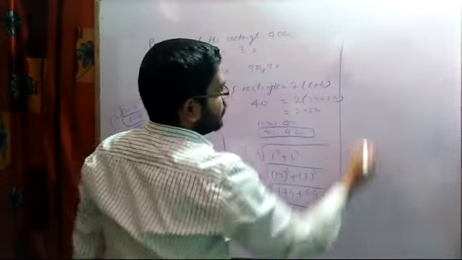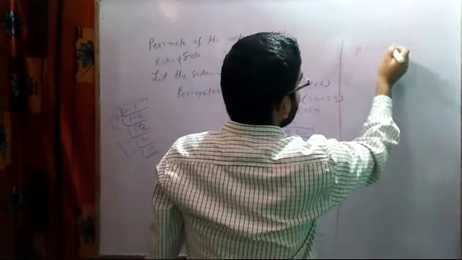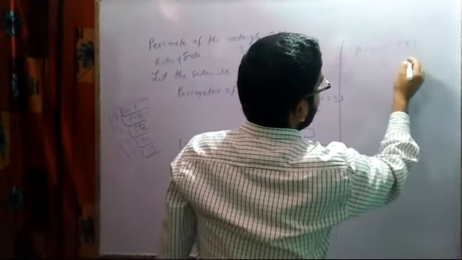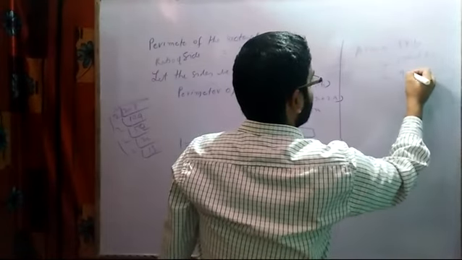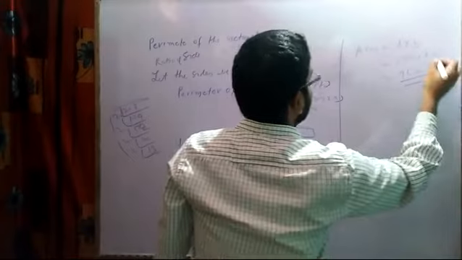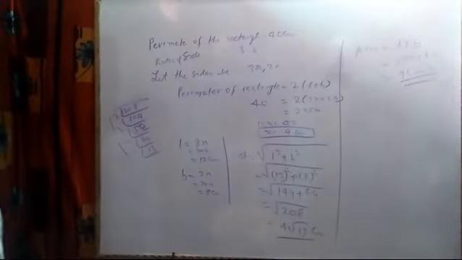Now area will be equal to length into breadth. Length is how much? 12. Breadth is 8. So it will be 96 centimeter square. So in this way you are going to calculate the simple problems of your book.